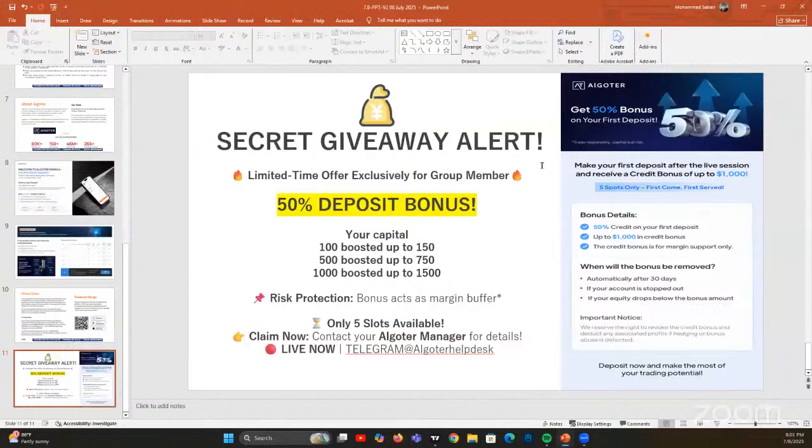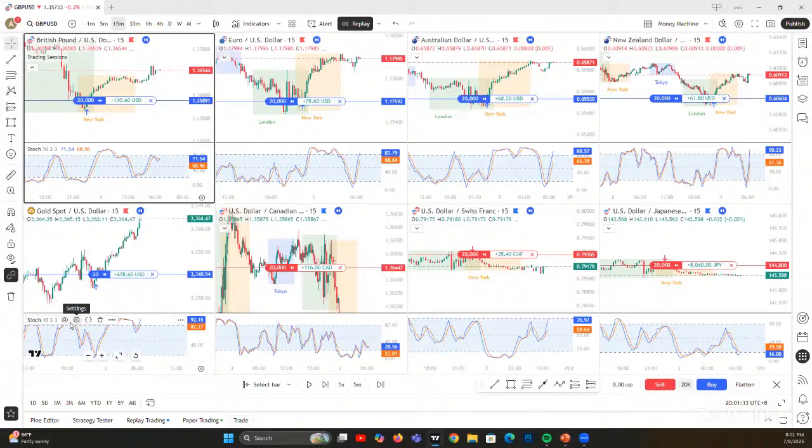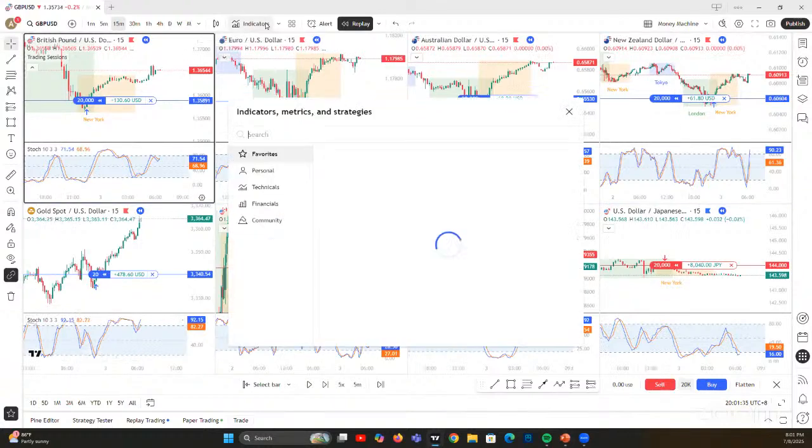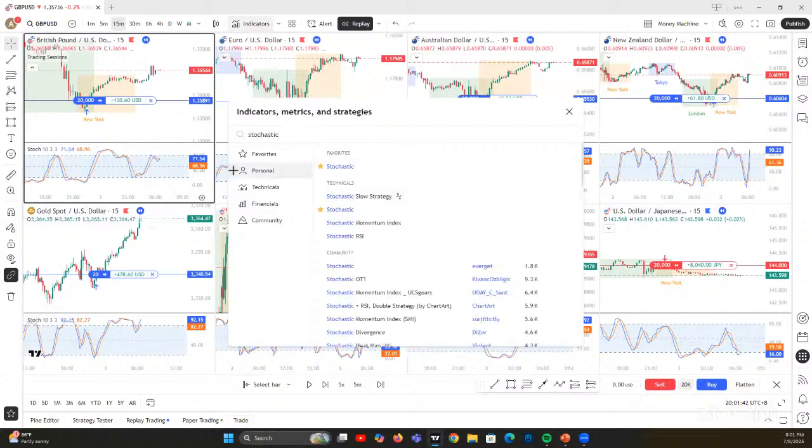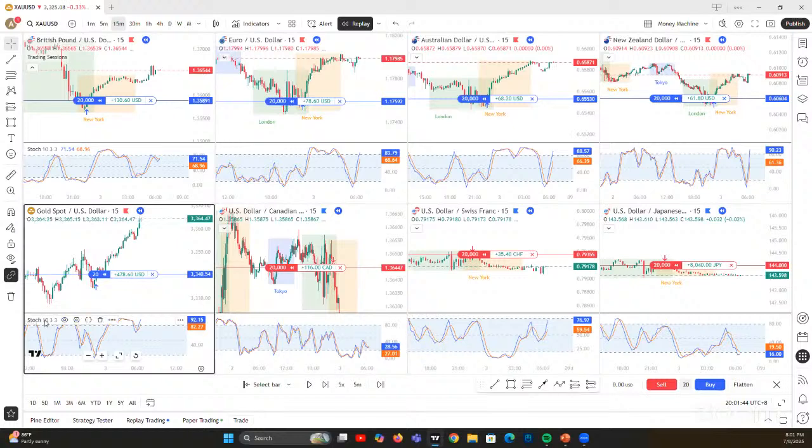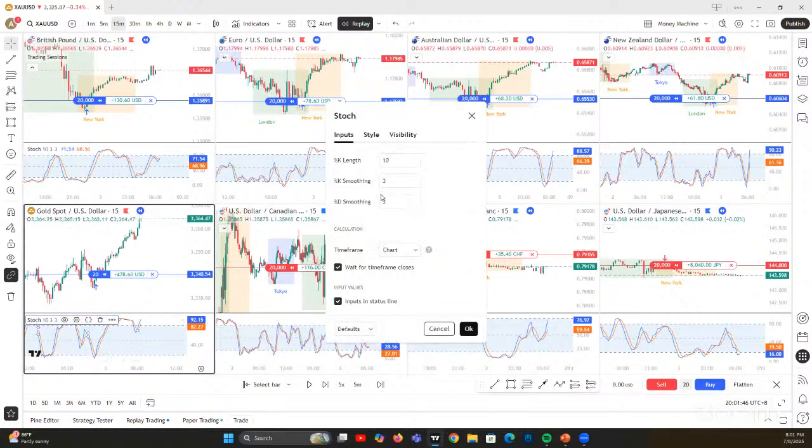So we have a question here. Do you have settings in your stochastic RSI, sir, or only default? Okay, I will show you again, my friend. For the stochastic, you have your stochastic there. It's easy: just go there and search stochastic. There, now it's there. Go to settings, 1033. Okay, take a screenshot now, or take a photo of your phone.